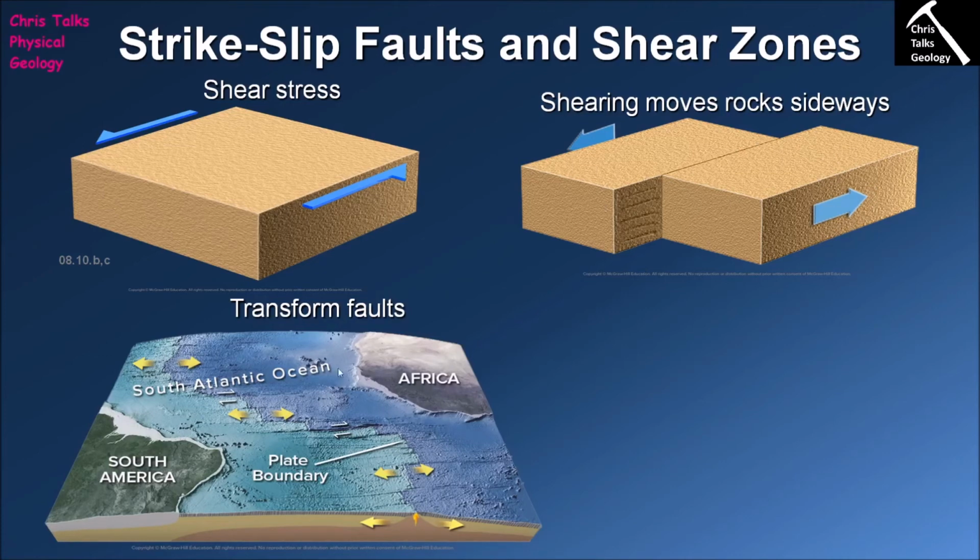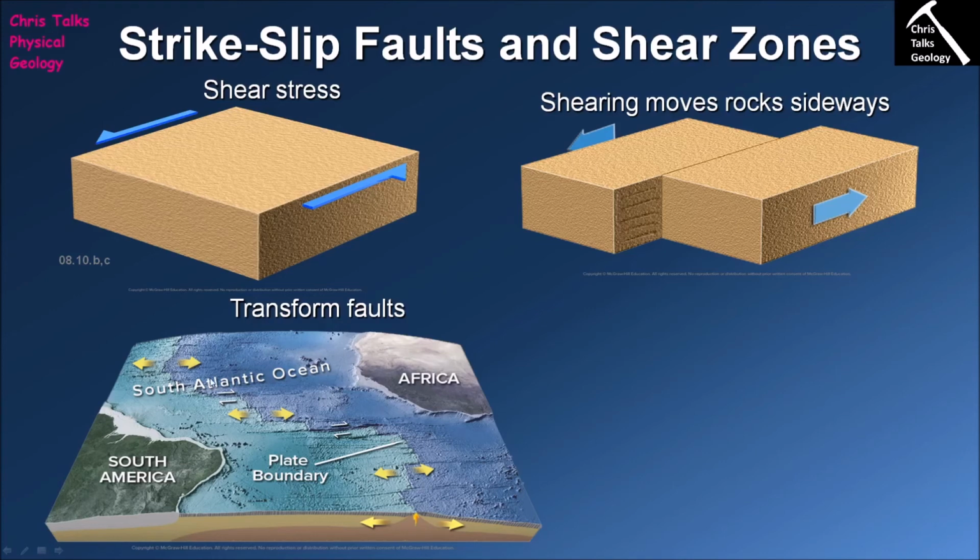So where do we see these types of strike-slip faults forming? Well, they tend to be associated with transform plate boundaries. So think of areas like the San Andreas fault, which is the definitive, the classic example of a strike-slip fault. But of course, we also know by now that we have these transform faults associated with mid-ocean ridges.